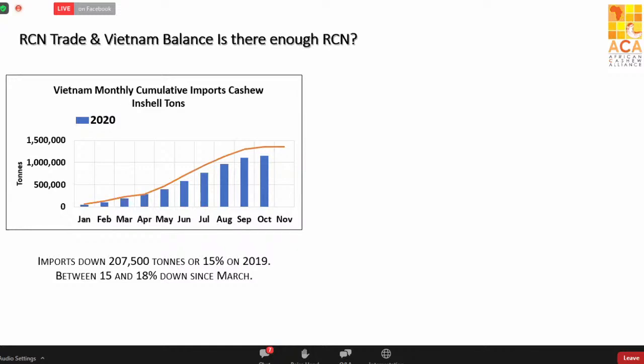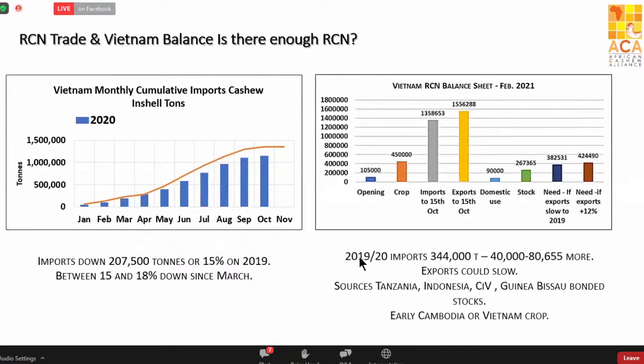The question we have to ask ourselves is: is the Vietnamese crop higher by 200,000 tons on the previous year, plus the additional exports? Because as I've said, exports from Vietnam of kernels are up by about 12%. And when we look at this, here's a kind of a graphic of a balance sheet. So this balance sheet attempts to calculate the position in Vietnam in the coming months.